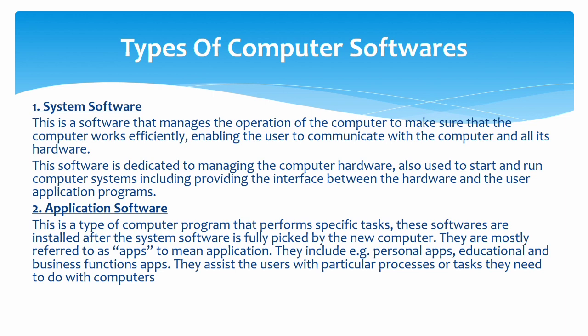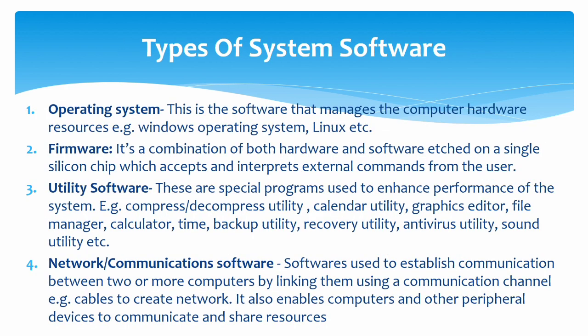Whether you are typing a document, you are typing a report, you are doing your graphics, you are doing your accounts, that is an app that you are using. Even playing music, watching a movie, that is an app that you are using when you are doing whatever task you are doing with your computer. So those are the basic types, system software and application softwares. We then go to types of system software now.